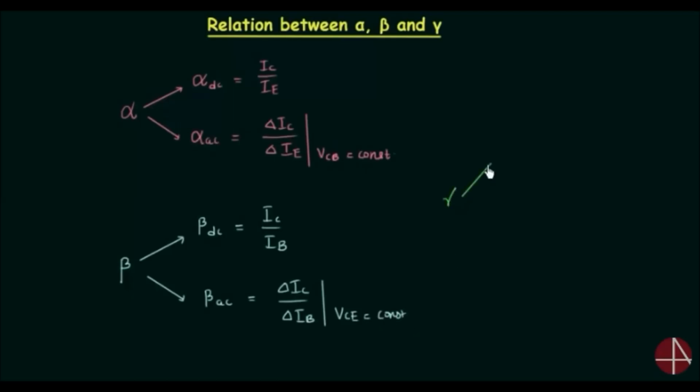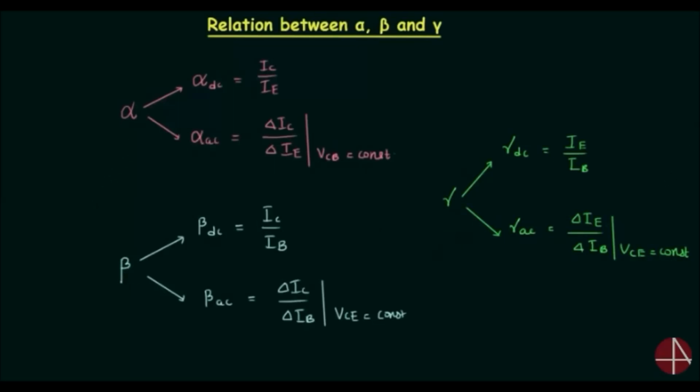The next thing is gamma. Gamma is the amplification factor in common collector configuration, and like alpha and beta we have two types of gamma. First one is gamma DC, second one is gamma AC. Gamma DC is equal to IE divided by IB, and gamma AC is equal to delta IE, change in emitter current, divided by change in base current when the output voltage VCE is constant.